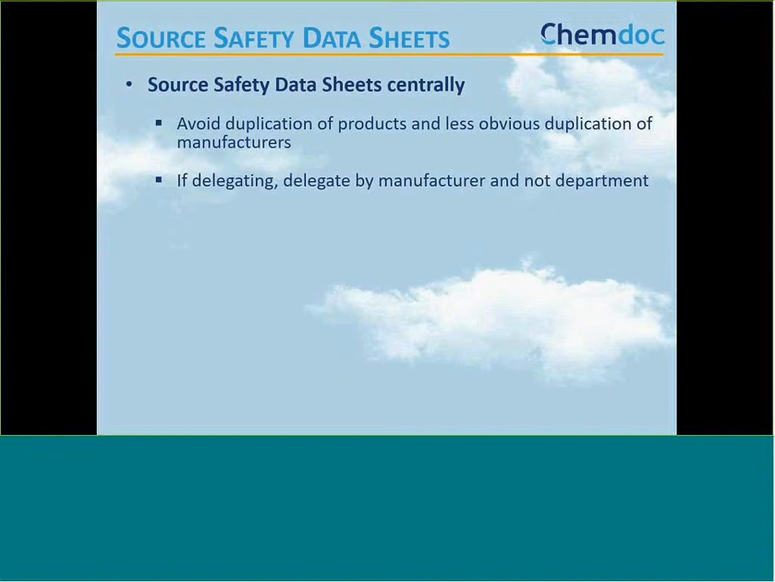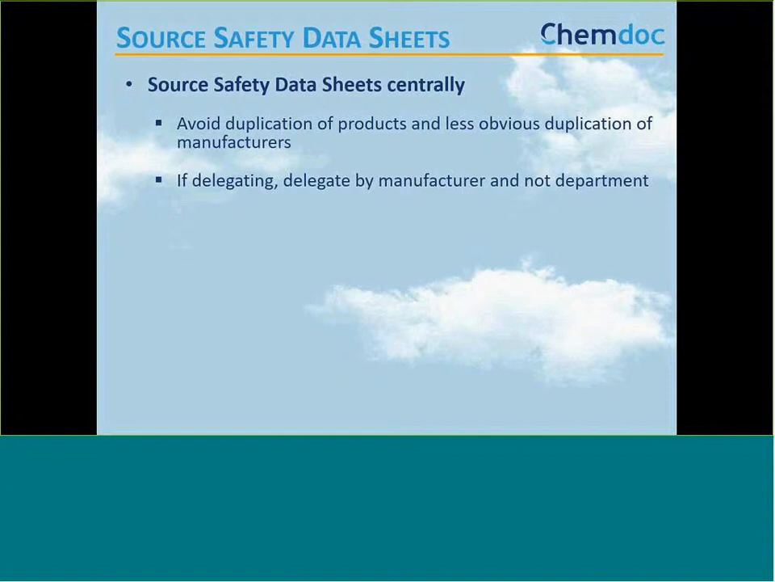So rather than putting it on individual departments to go out and get all their own safety data sheets, we would recommend you pull that into one central place and get them all together at the same time. The reason being, first of all, it avoids obvious duplication of products. If you take the example I used previously, which is bleach, it's probably in every single department in the hospital.